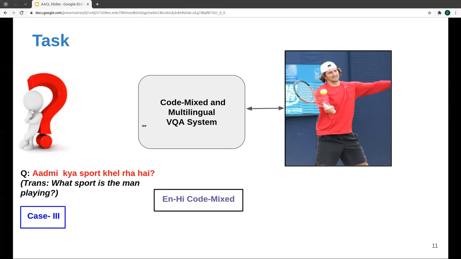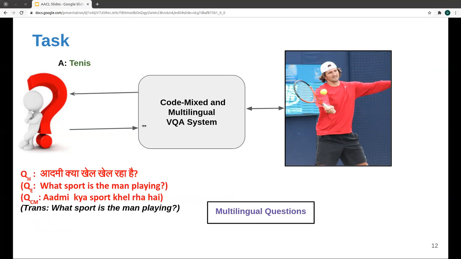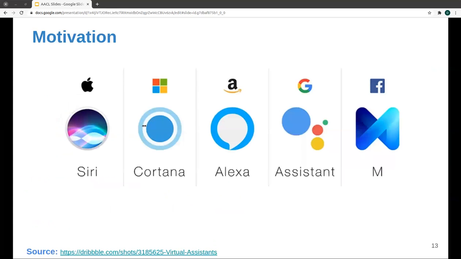And in the third and final case, given a code mix question and image, the visual question answering system takes the input question, interacts with the image and predicts the answer. In this running example, the question is a code mix question, which is "Aadmi kya sport khel raha hai?" with the same translation, what sport is the man playing? The system should be able to predict the same answer as earlier, tennis. Overall, our problem statement is that given a multilingual question, English, Hindi, or English-Hindi code mix, and an image, the system should process, understand, and predict the answer.